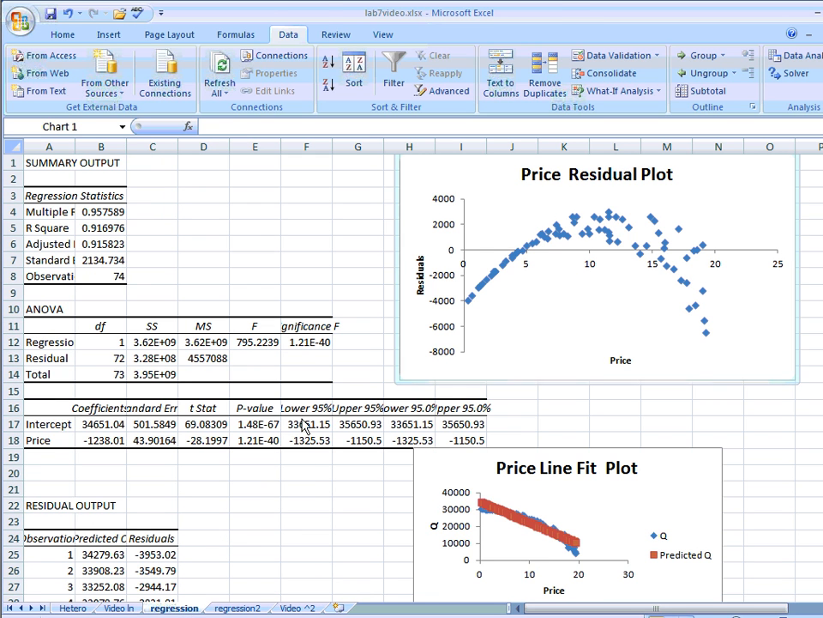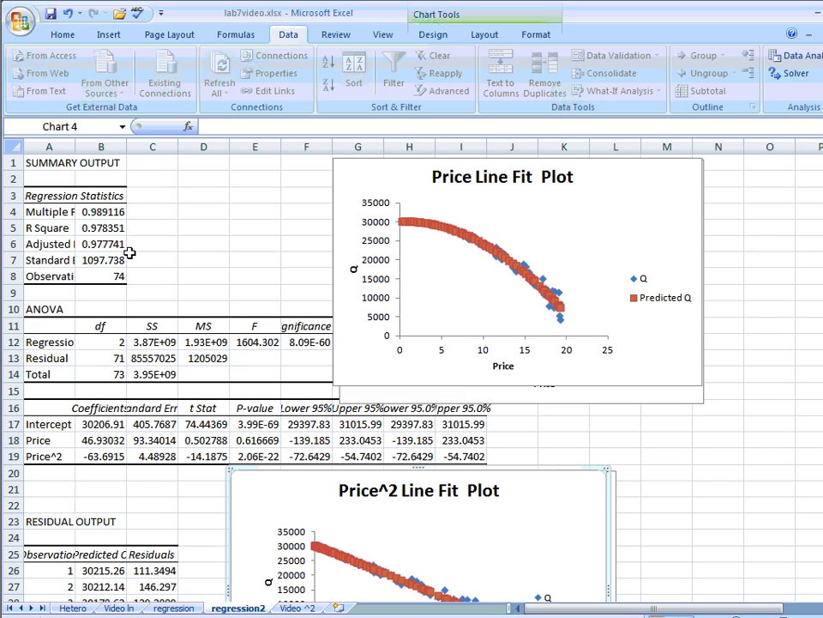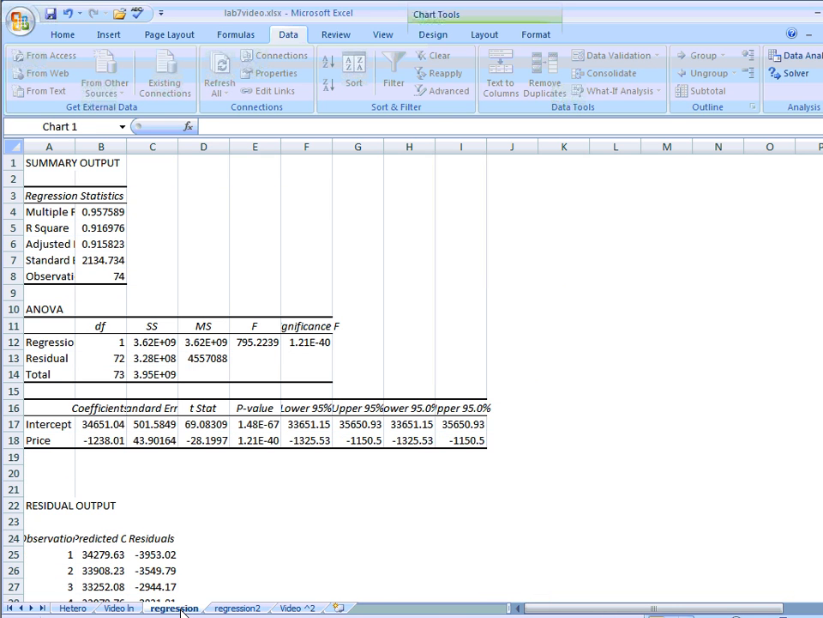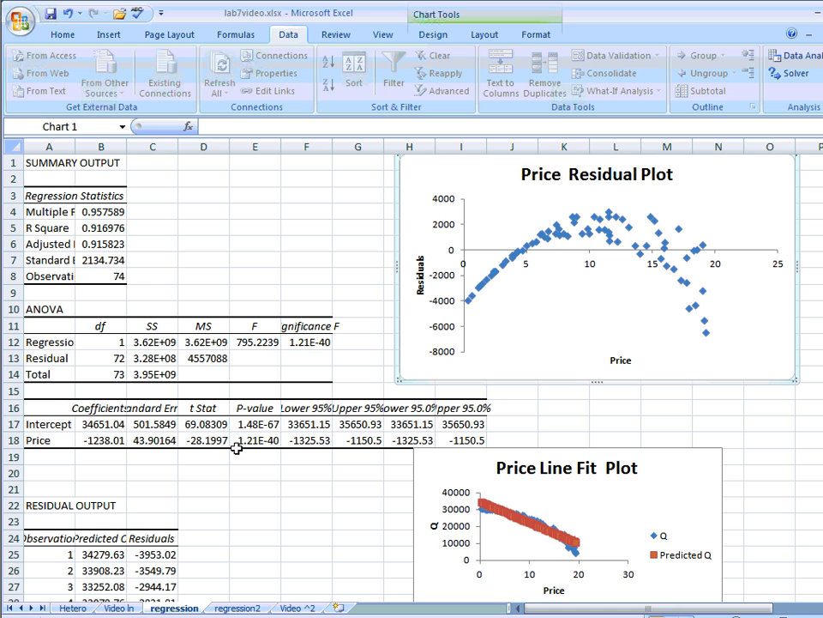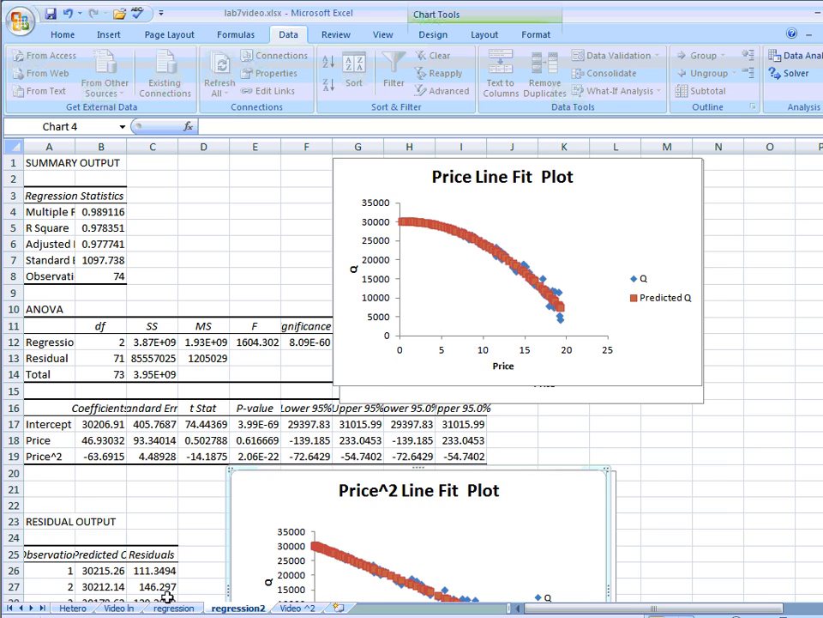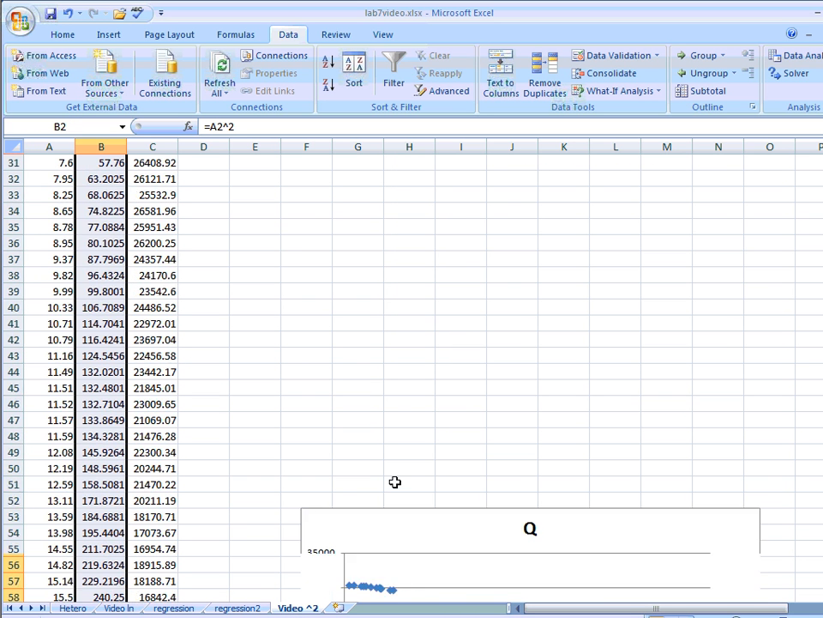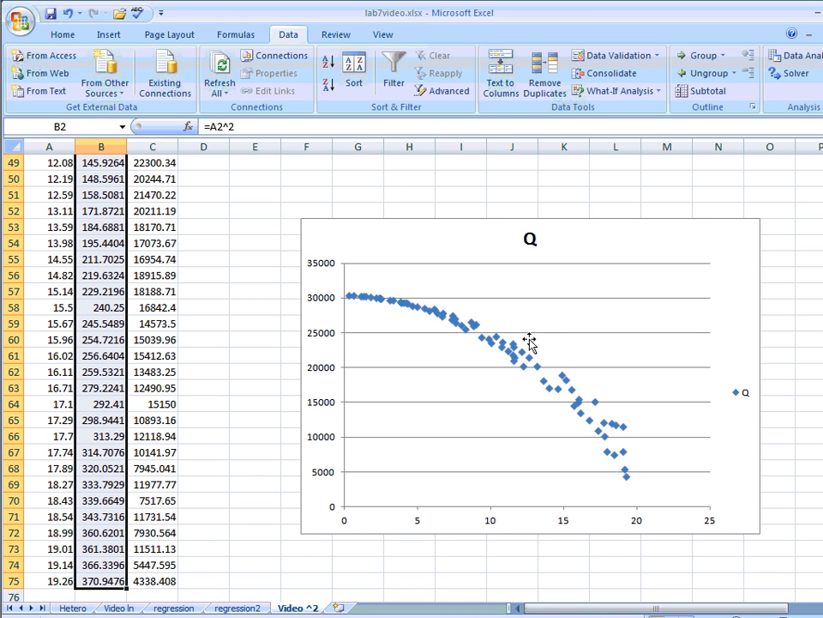If we compared the end results, significance of F had e to the negative 40 and was 0.915. It's now e to the negative 60 and 0.977, much better fit. Price is no longer significant. It had been highly significant. But if you look at price squared, it is much more significant than, no, actually it was less significant than there. Why is this? Well, again, we're trying to fit a straight line through a curve.